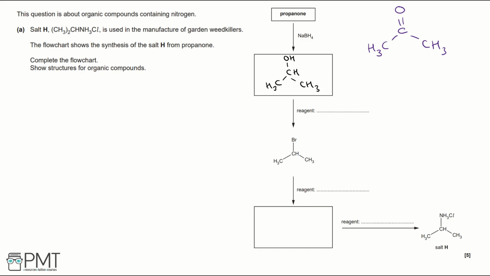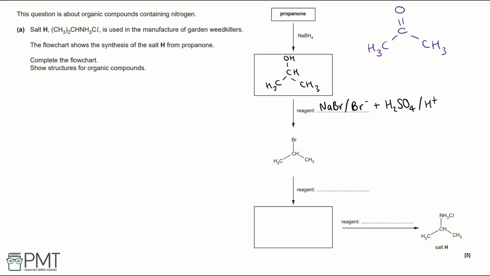Then we need to look at the reagent of going from this alcohol group to a bromine. So this is nucleophilic substitution. And your reagents are NaBr or just Br-, so that's your nucleophile. And then you need H2SO4 or an acid to help with this nucleophilic substitution. The acid acts as your catalyst. Then we need to look at the next step.